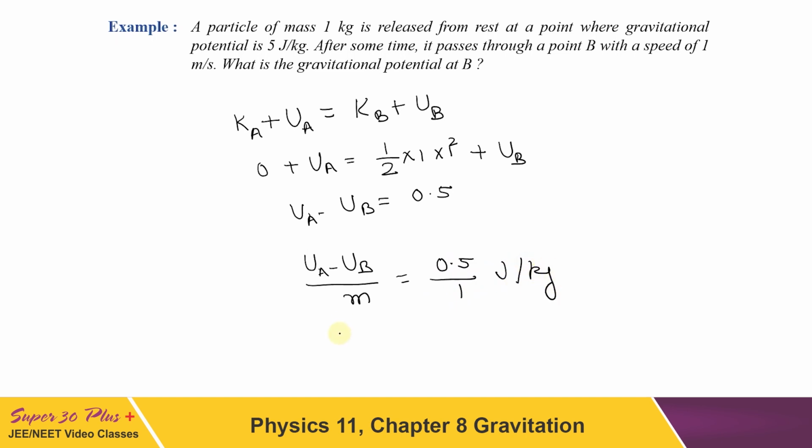From here we can write VB to be equal to VA minus 0.5, and as VA is given as 5 joule per kg, this is 5 minus 0.5, which is equal to 4.5 joule per kg. This is the potential of point B.